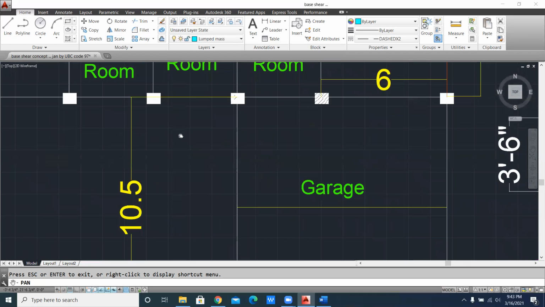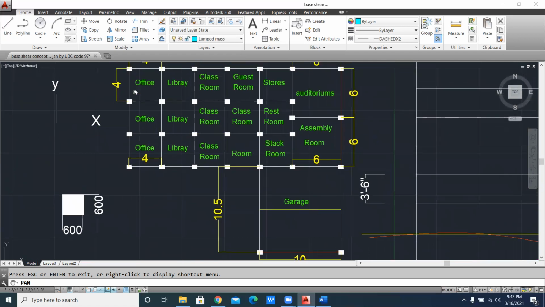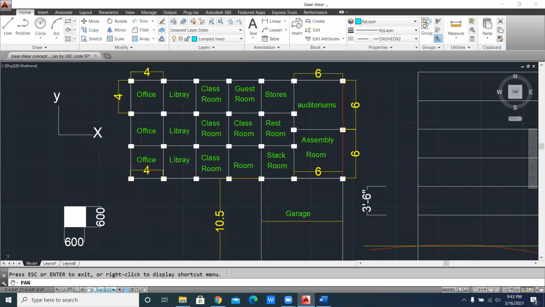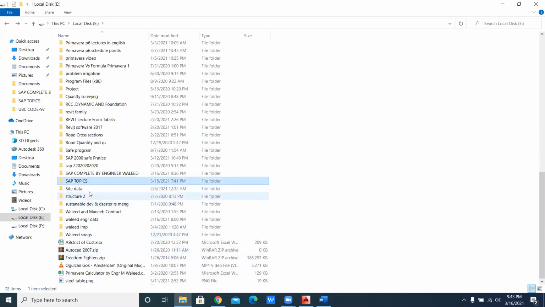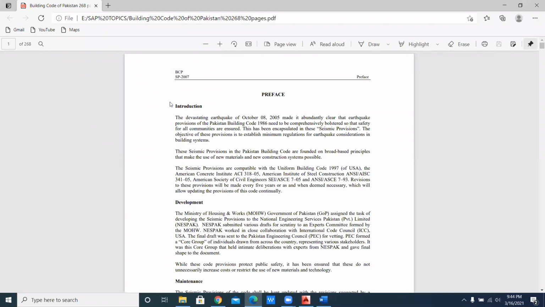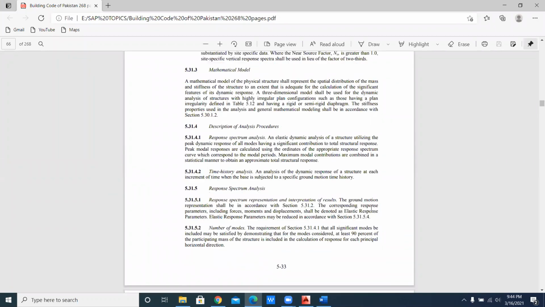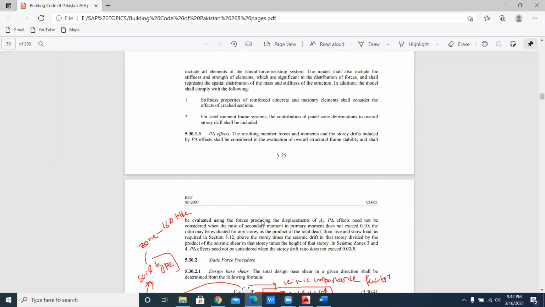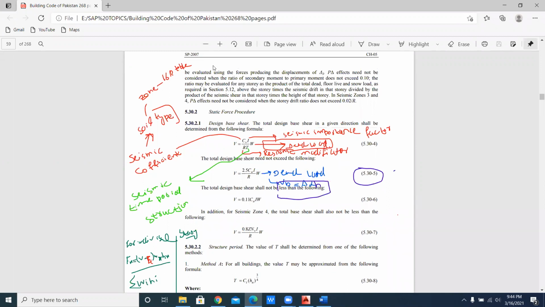So I am going to start my calculation. First of all, what am I going to calculate here? You will see here the office. Now I am going to open my code, the building code of Pakistan, that is UBC 97. Here you can see when you drag down, you will come to page 526. Go up here, and you will find a set of points before going to design the building.